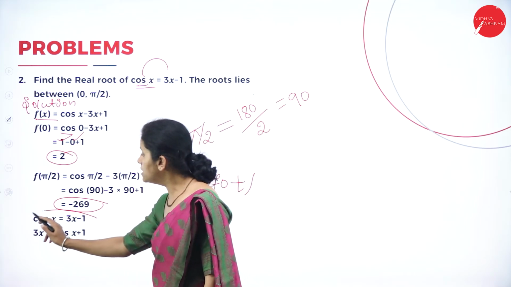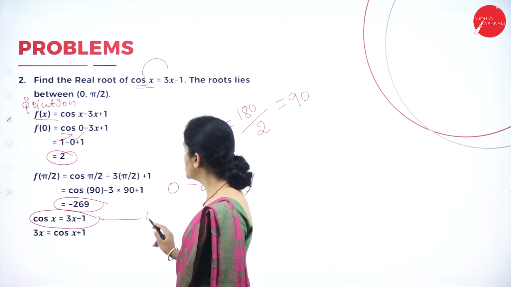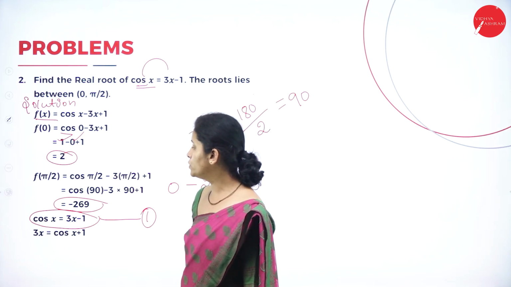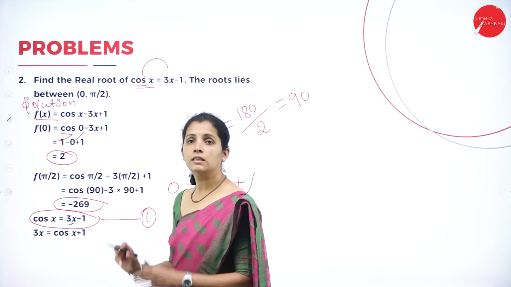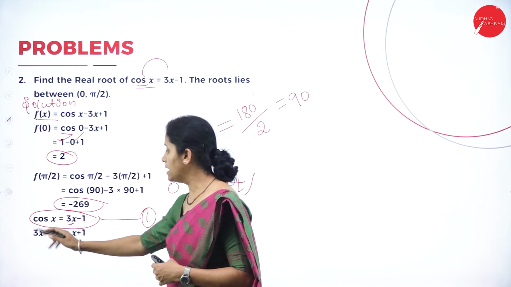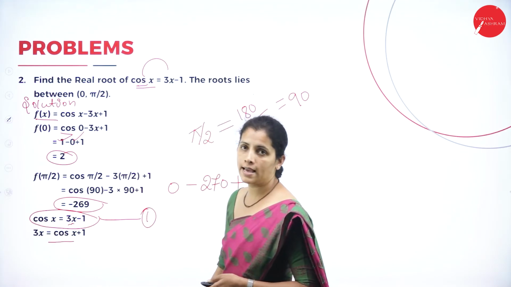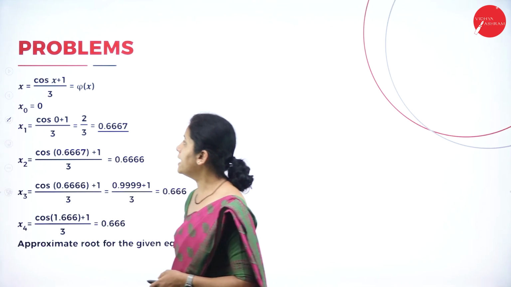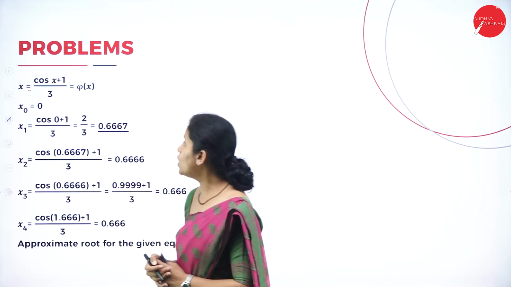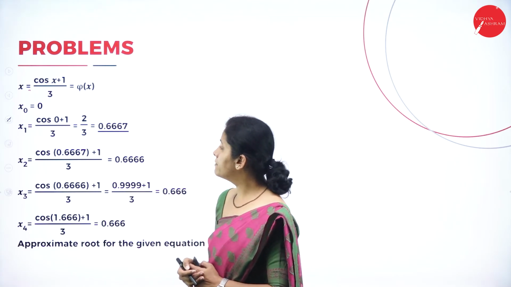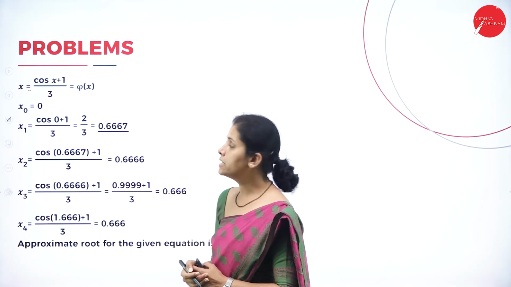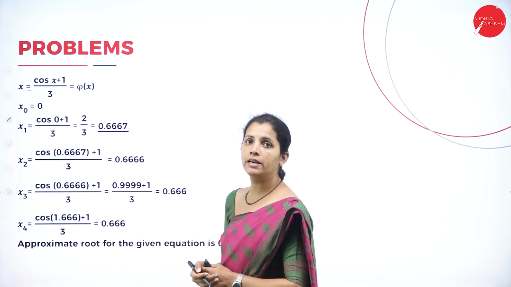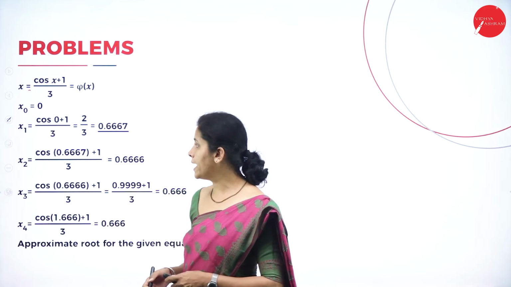So, this is the actual given equation. Now, to simplify this equation, I'm going to bring 3x to the left side. Now, I have cos x plus 1. Further simplifying this one, I will get x equal to cos x plus 1 divided by 3, that is nothing but phi of x. That means the f of x can be written in the form of phi of x.